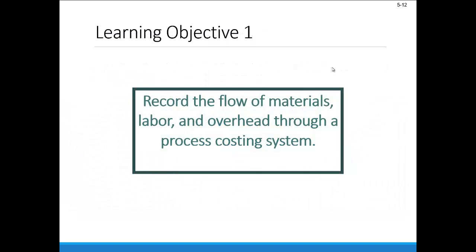So the first learning objective in Chapter 4 was to record the flow of materials, labor, and overhead through a process costing system. Again, there are going to be a lot of similarities with our job order costing system, so we'll put extra emphasis on things that are different.